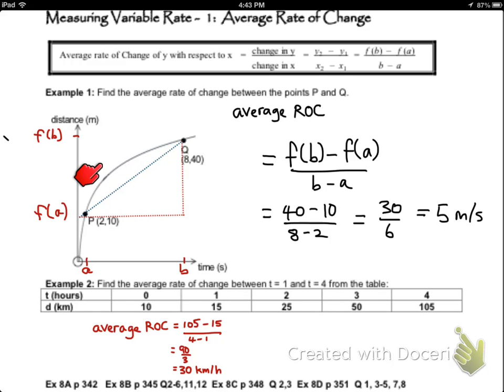The real rate of change at any particular moment in time is changing, and we'll look at ways of calculating what we call the instantaneous rate of change at any given point later on. For now, try the exercises which are listed down here, 8b and questions from 8c.